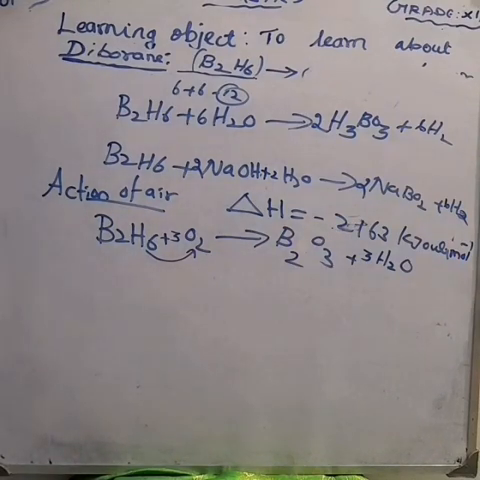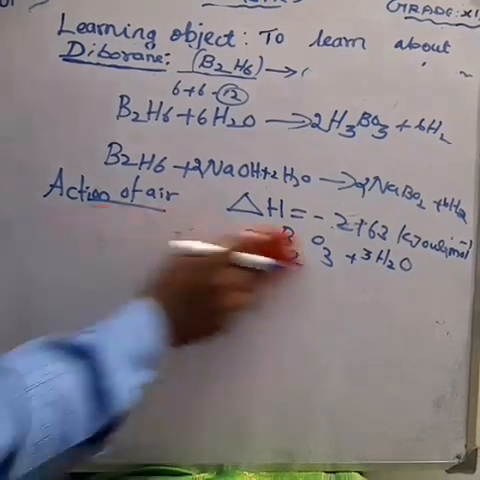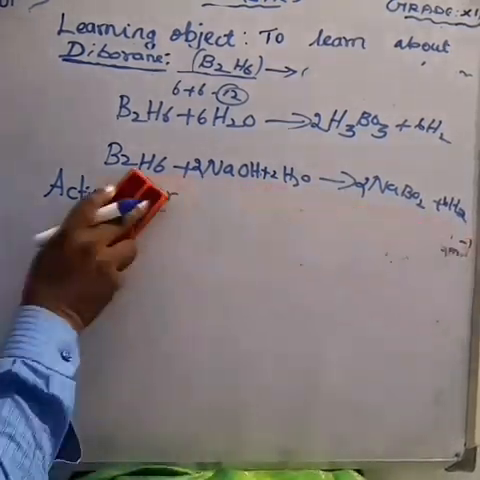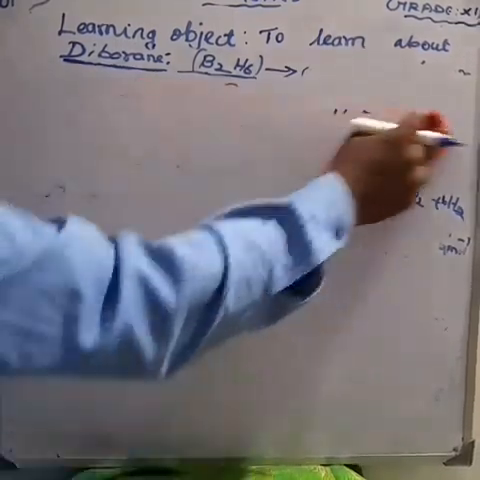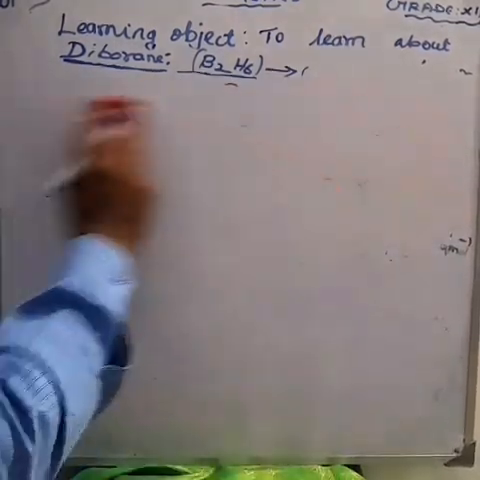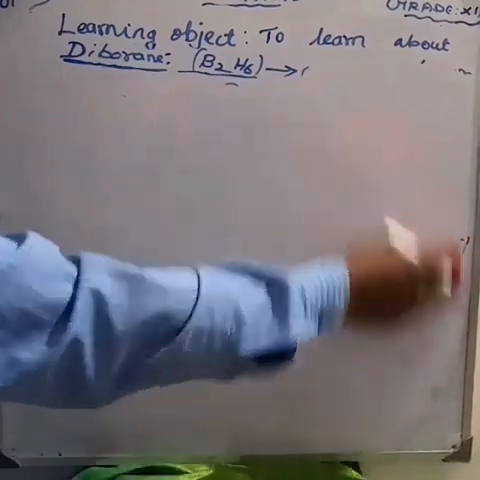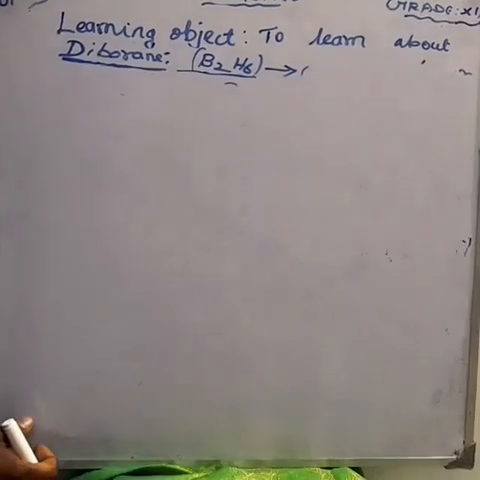What happens when diborane reacts with methyl alcohol? What is the formula of methyl alcohol? CH3OH. What is the formula of diborane?